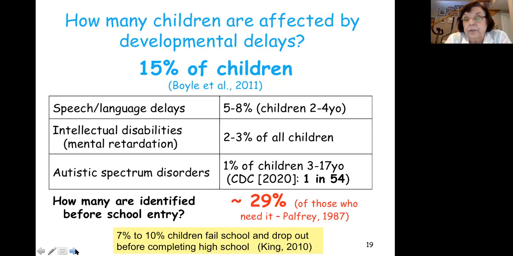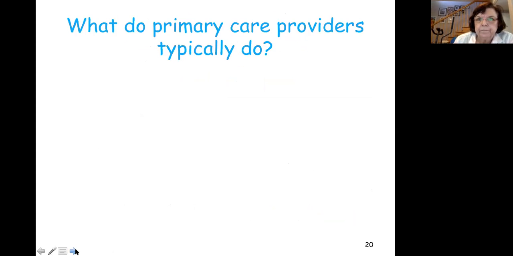So less than a third of children who need it are identified. And this figure is not that much better, even though that citation is from 1987, it's not that much better these days. So about a third of children are identified before they start school, and we can do better than that. And it's felt that many of the children who fail in school and drop out before completing high school are examples of those that required something that was not offered to them earlier.